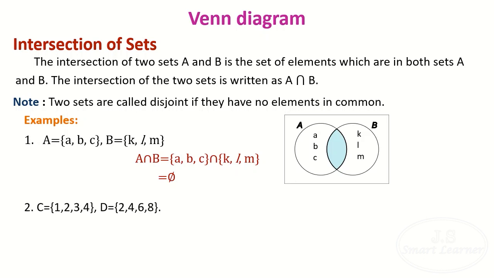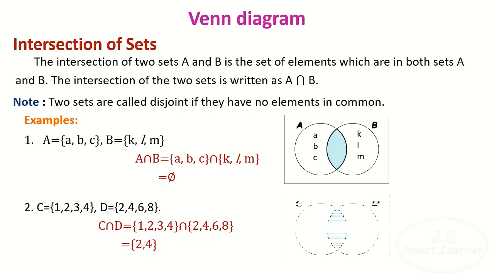Second example, take two sets C and D. Then C intersection D is equal to 2, 4, because in both the sets there are two common elements, 2, 4. Now let us see the pictorial representation of C intersection D, that is the Venn diagram. Now write the elements which are common in both the sets in the shaded region, and the remaining elements from set C are 1 and 3. In set D are 6 and 8. The shaded region in the Venn diagram which has two elements 2, 4 is called the intersection of sets C and D.